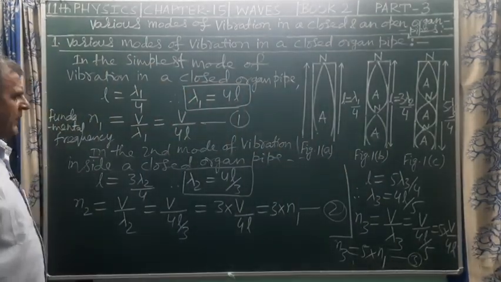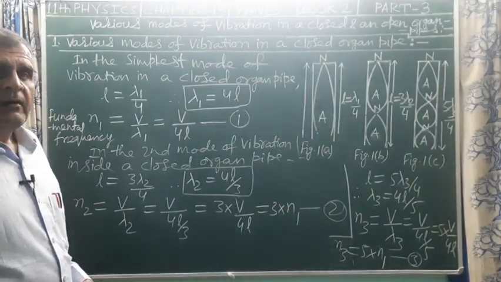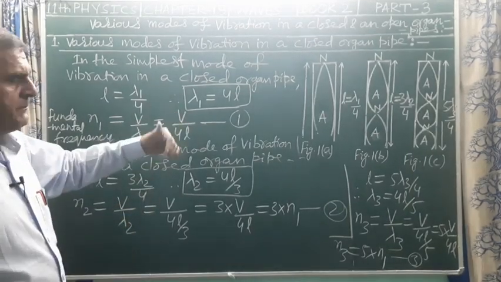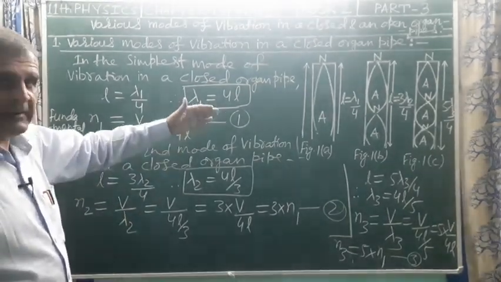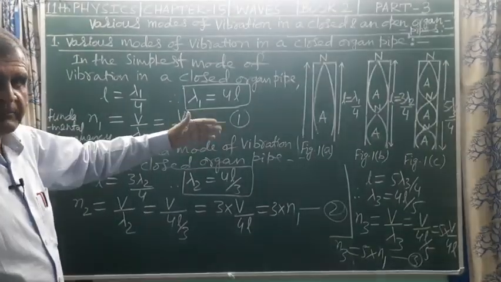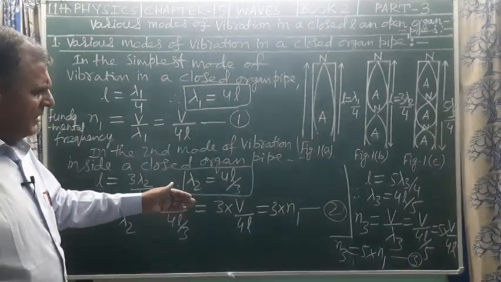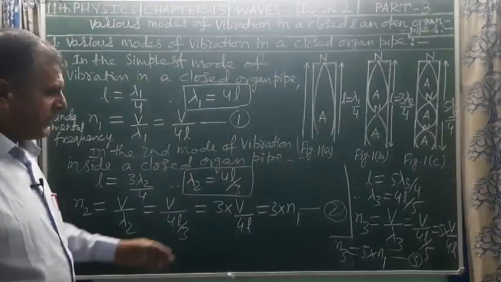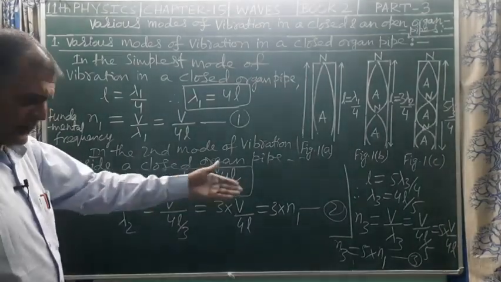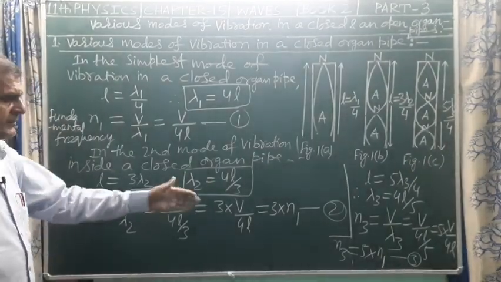From equations 1, 2 and 3, it is clear that the harmonics or frequencies produced in a closed organ pipe, that is in the various modes of vibration in a closed organ pipe, are odd multiples of the fundamental frequency or the first harmonic N1. Since N2 is equal to 3N1, N3 is equal to 5 into N1.